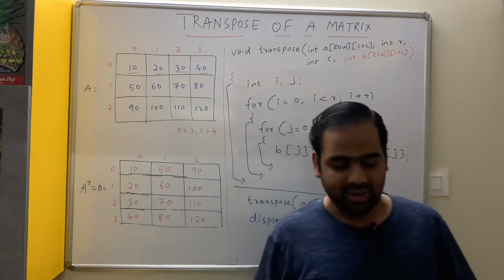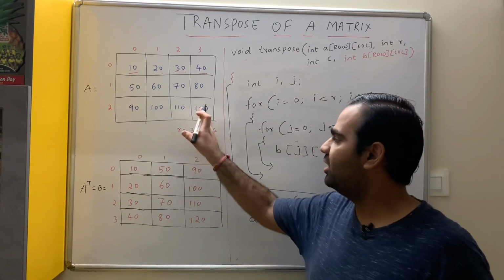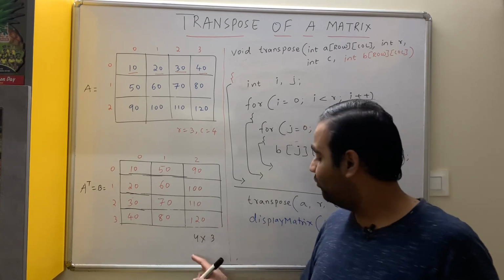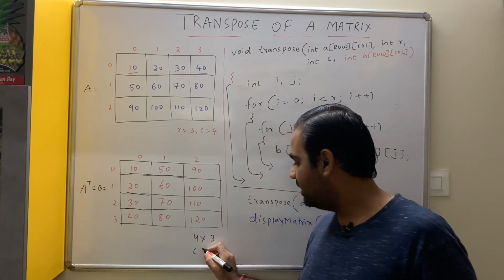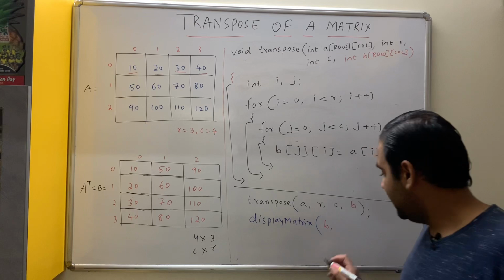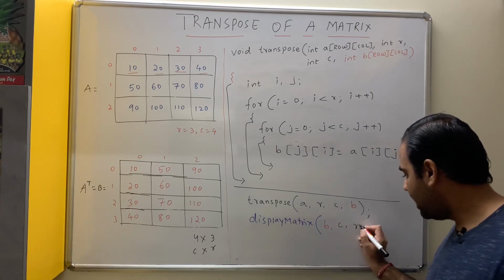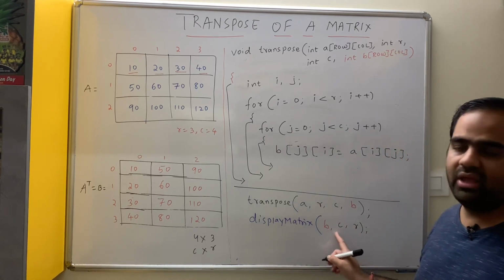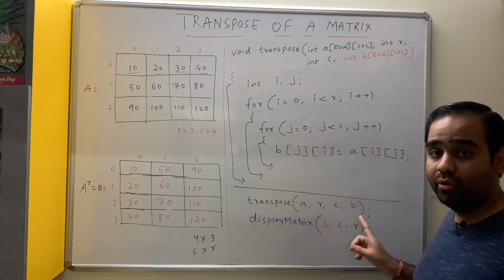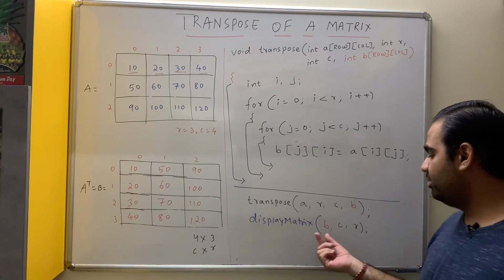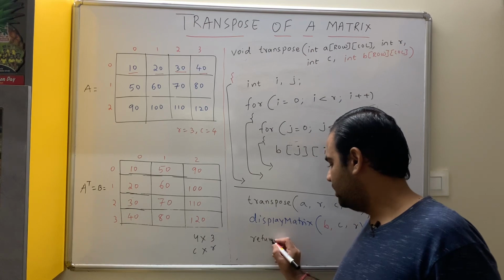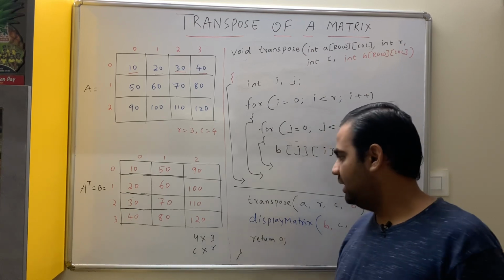Now what is the order of matrix B? It is 4 cross 3. And 4 is stored in which variable? C, and 3 is stored in which variable? R. Therefore, you have to say C cross R. If you write R cross C, it will print some garbage value because it has C number of rows and R number of columns. Therefore, we say display matrix B of order C cross R, and here we say return 0 and wind up the main function.